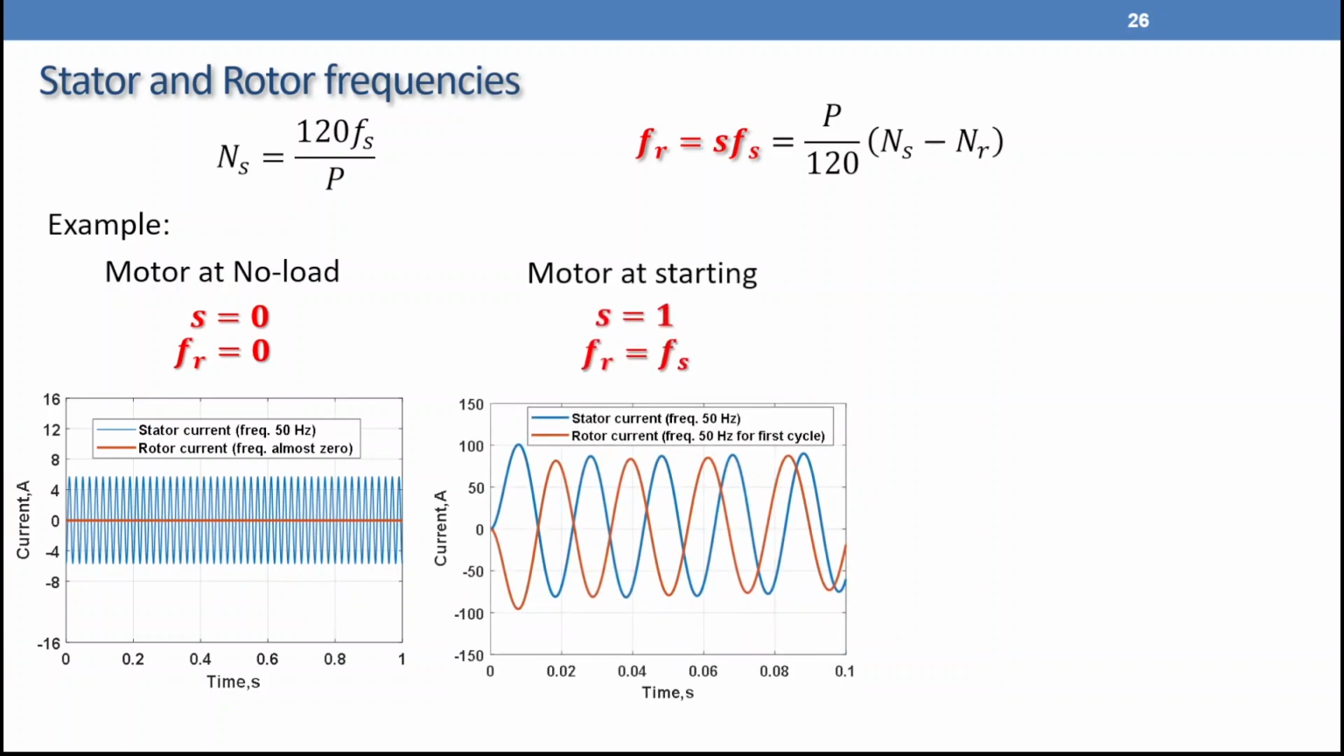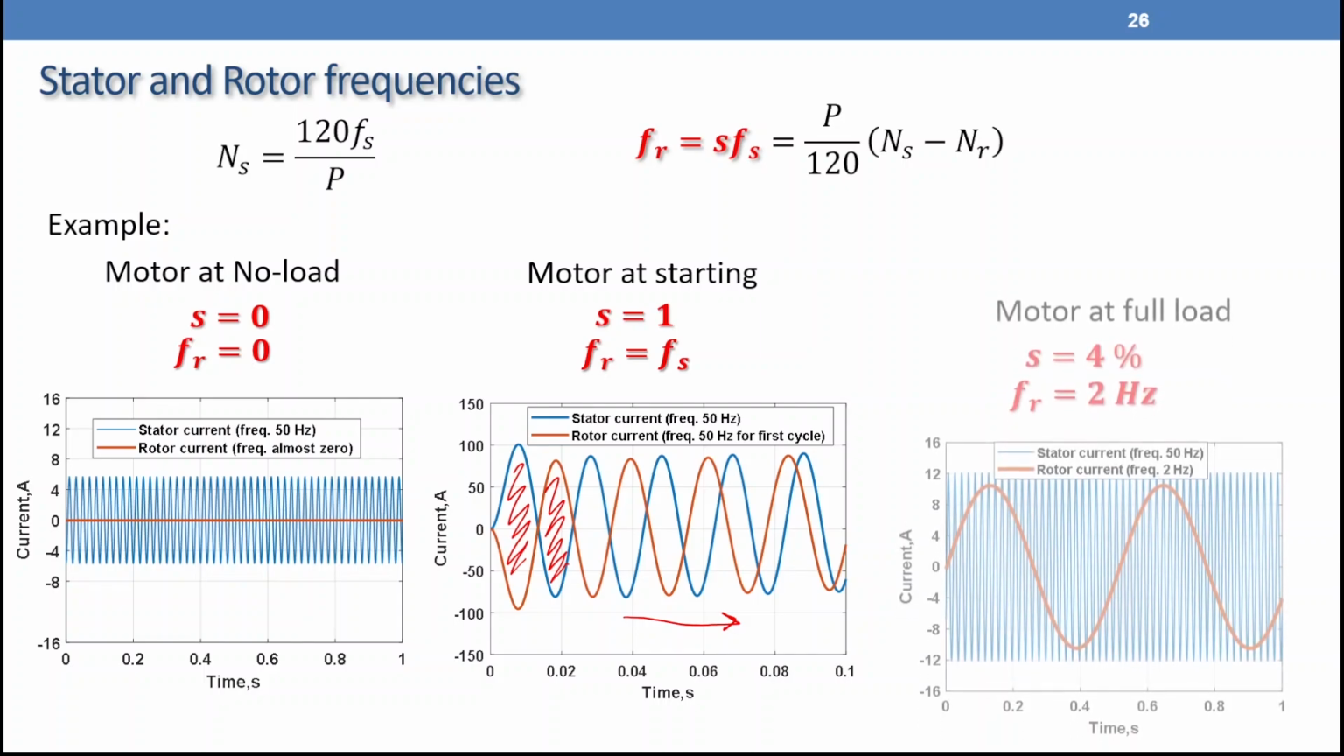At starting condition, we know that S equals 1, so fr equals s fs, so fr equals fs at this instant. So look here, the blue waveform and the red waveform have almost the same frequency. As you go more in time, you find that the frequency is different because fr equals s fs in the equation.